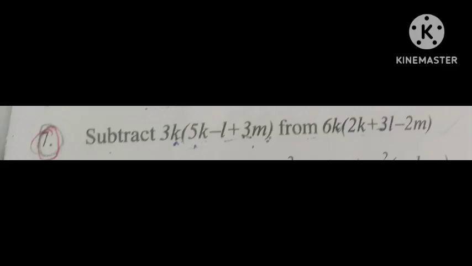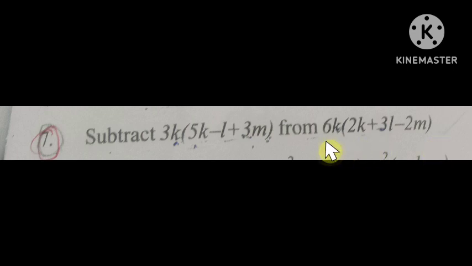Next, seventh problem, same page number. First, I read the problem in your textbook. Subtract 3k(5k − l + 3m) from 6k(2k + 3l − 2m). This is the problem. First, I explain this problem.